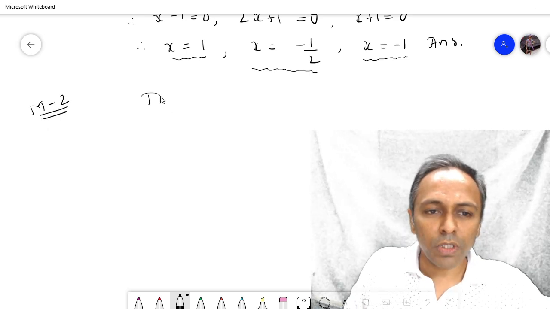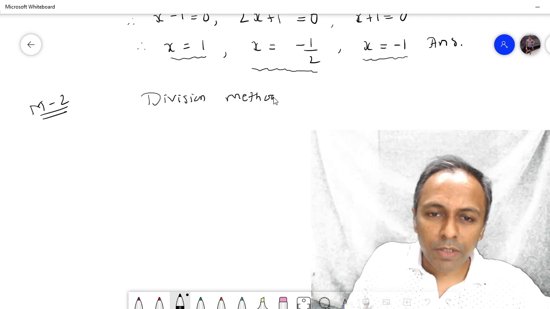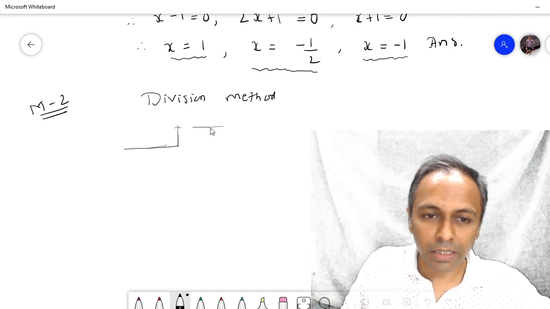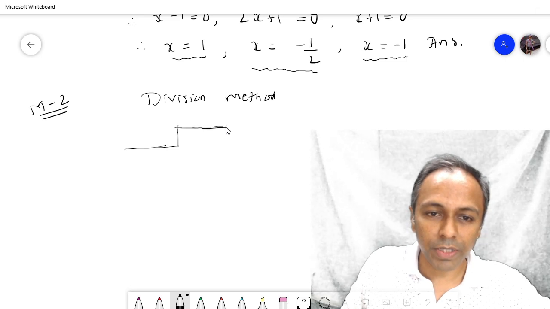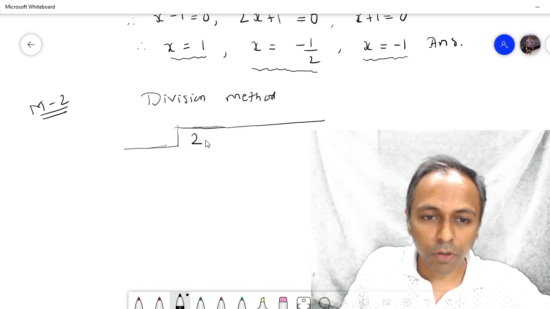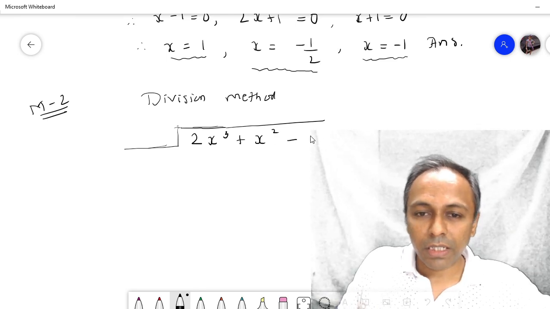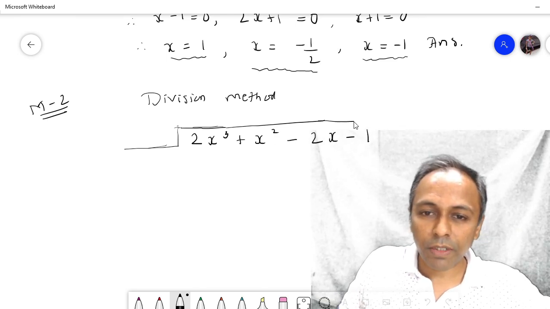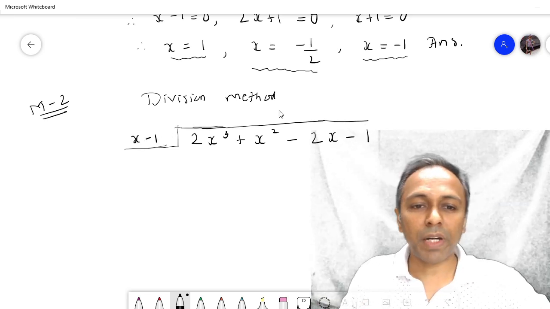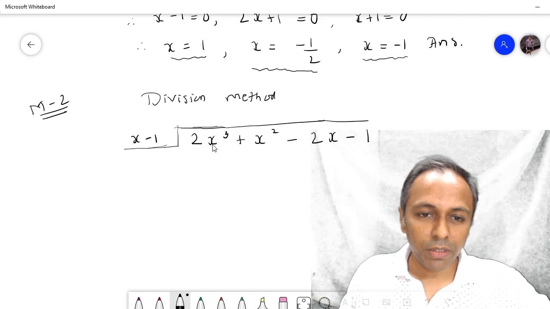Method 2 is called the division method. Some children like even this method because they have done this in the past. Maybe there is not much new to learn in this. Let's check this method. So this is becoming, what was our polynomial, 2x cube plus x square minus 2x minus 1. This was your question, and x minus 1 happened to be the factor. We have done this much. Let's do the division method.